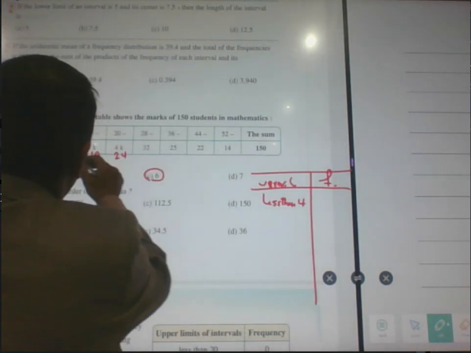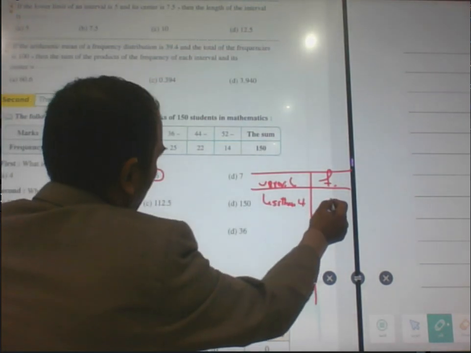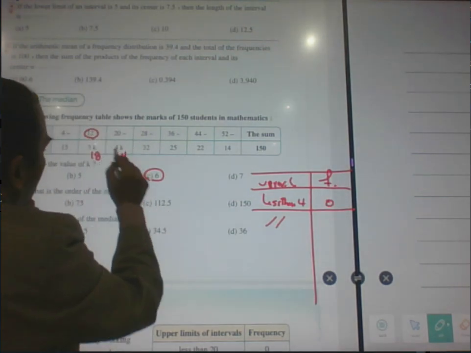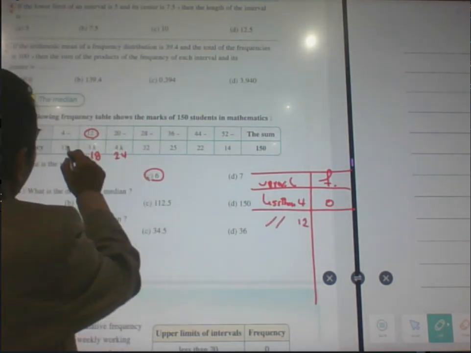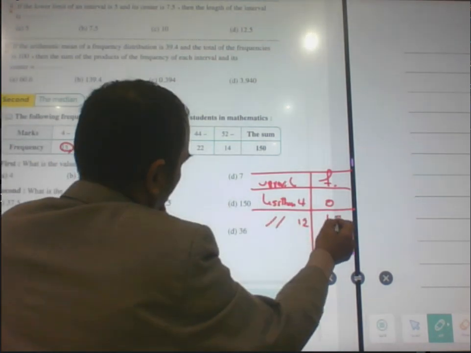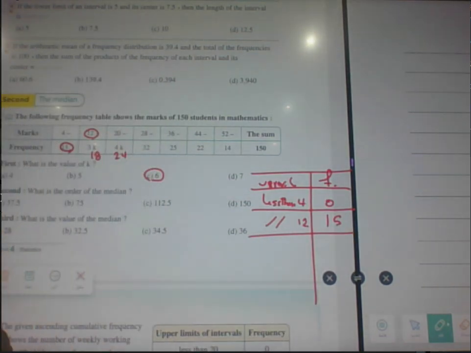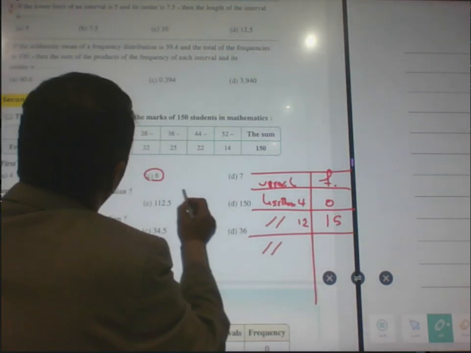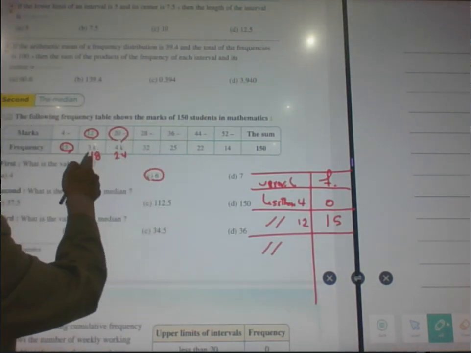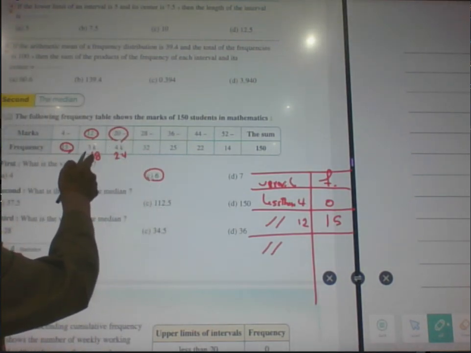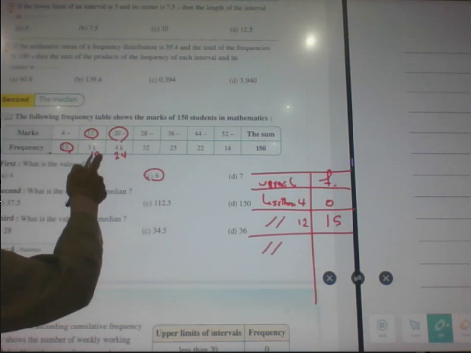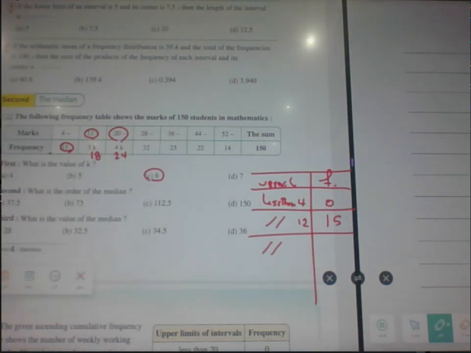Okay, less than 4 what? 0. Less than 4 equals 0. Frequency here 0. And less than 12, you can write 15. Okay, my students, you can see the steps. Next step, we can find less than 20. We can add 18 here, plus less than 4 equals 0. We have less than 12, 15, yes.